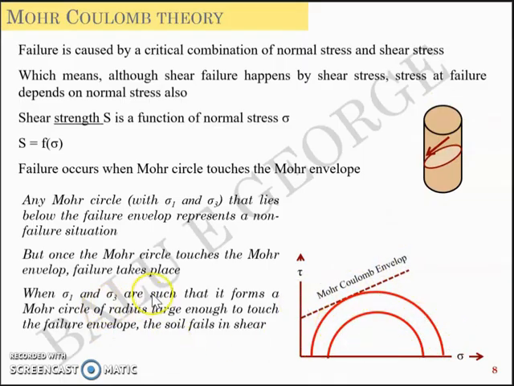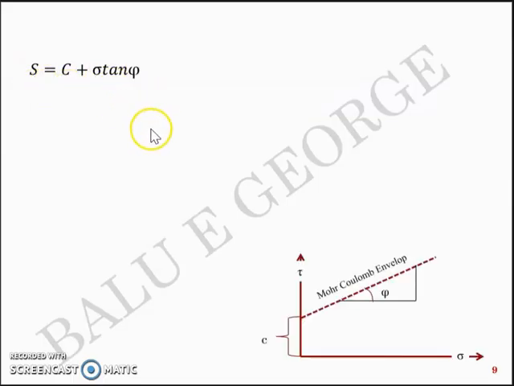So when sigma 1 and sigma 3 are such that it forms a Mohr circle of radius large enough to touch the failure envelope, the soil fails in shear. And the function of sigma is the shear stress or the shear strength, which is represented by this equation to be specific. S is a function of sigma, or S equals C plus sigma tan phi, represented by this graph. This is the same Mohr Coulomb envelope that you saw in the previous slide, but represented mathematically in this graph. C is the intercept and phi is the slope of this line.